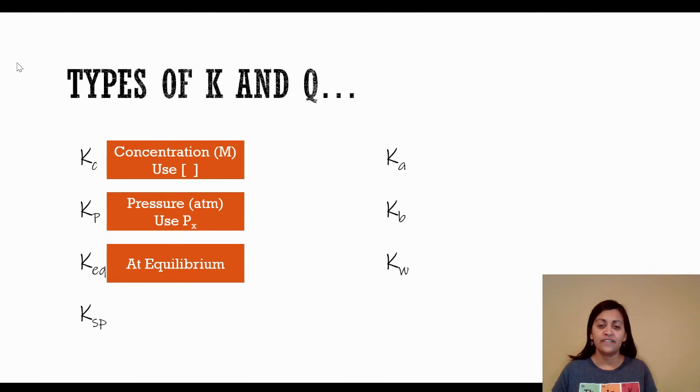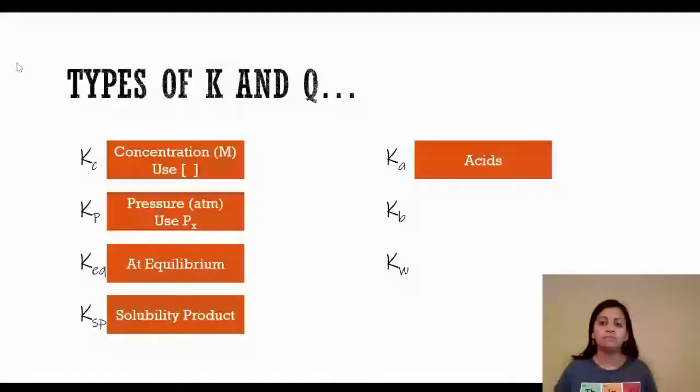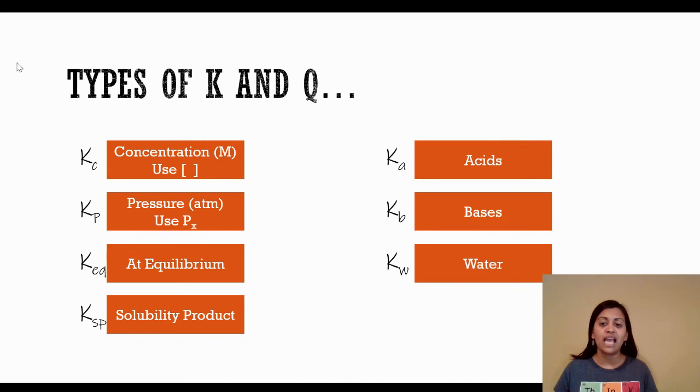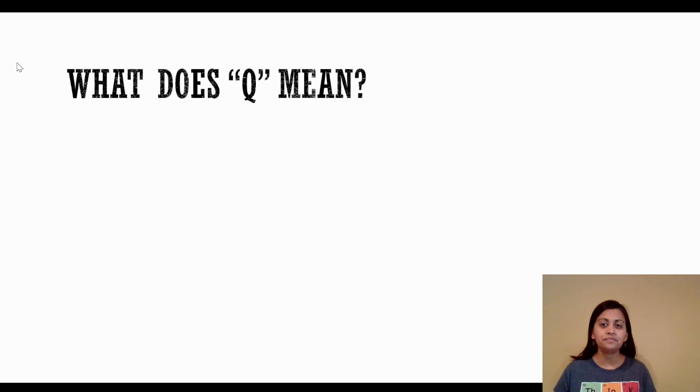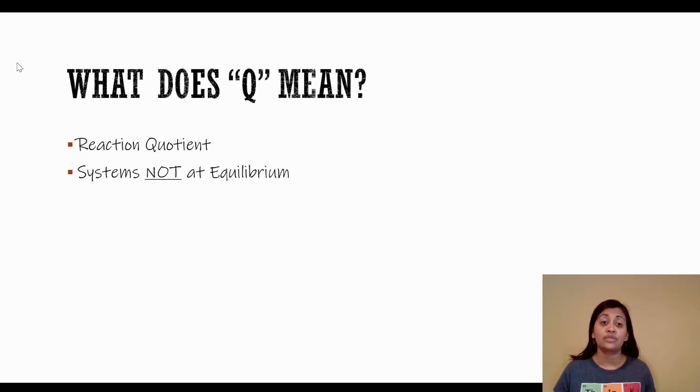Ksp, which is what we're going to visit later on in this unit, is the solubility product. So when we have substances going from a solid to an aqueous solution, or dissolving. Ka is the equilibrium constant in terms of acids, or for acids. Kb is for bases, and Kw is for water. We'll visit these last three in Unit 8. So Q. Q, or the reaction quotient, is used whenever the system is not at equilibrium. So it's pretty much any other time besides equilibrium. For equilibrium, we're going to use K. When it's not at equilibrium, we'll use Q.